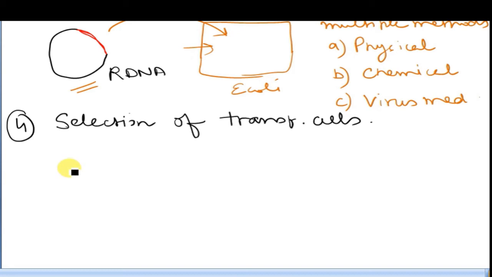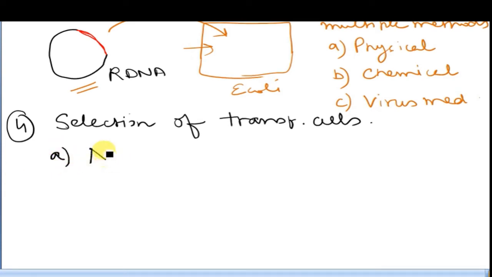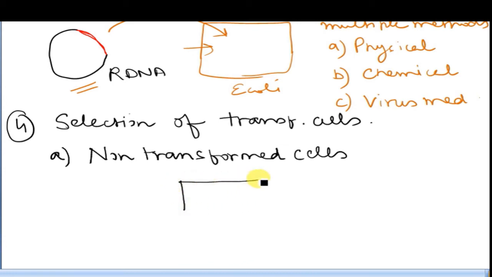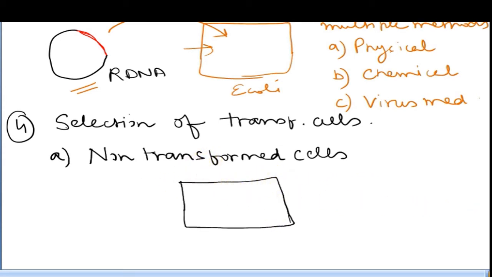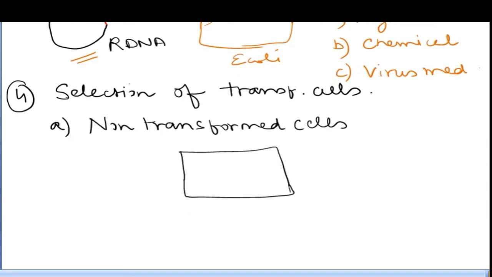Okay, so let us understand, or let us take up some of the cases. What can happen when you are transferring this rDNA into the E. coli? There are three possibilities basically. First possibility is non-transformed cells. In case of non-transformed cells, this is the E. coli, and it does not have any recombinant DNA. So this is the first one.